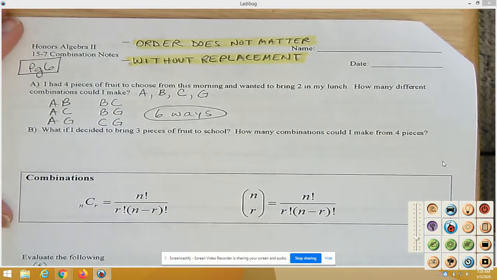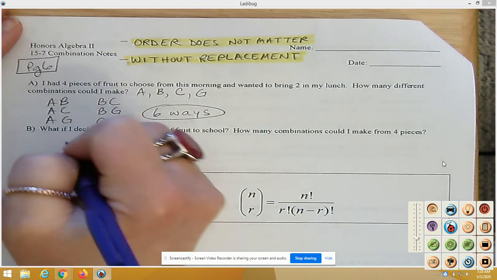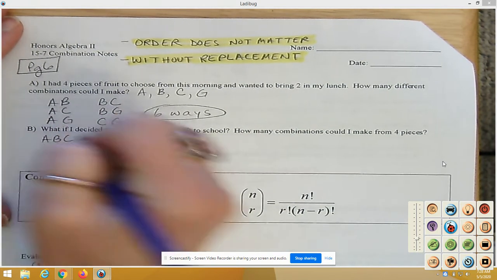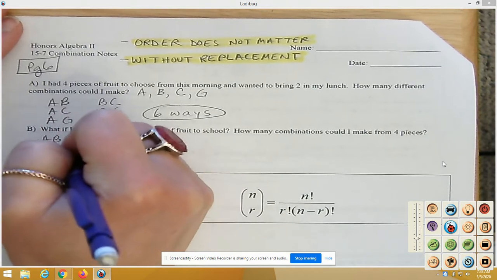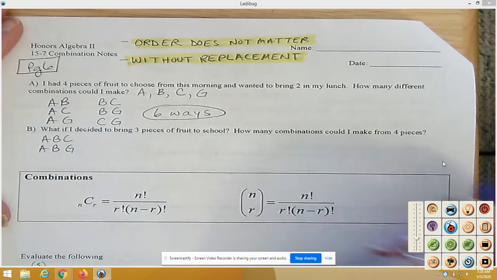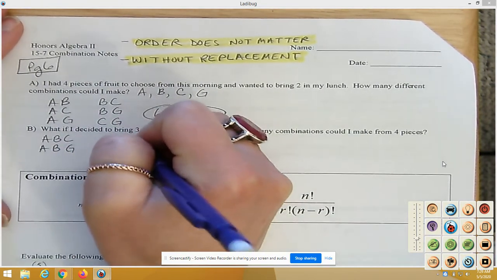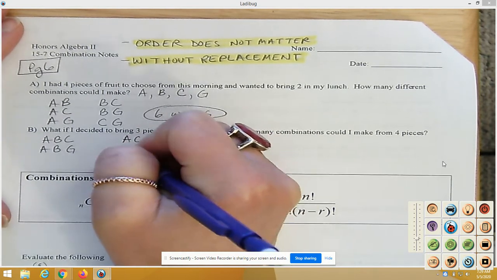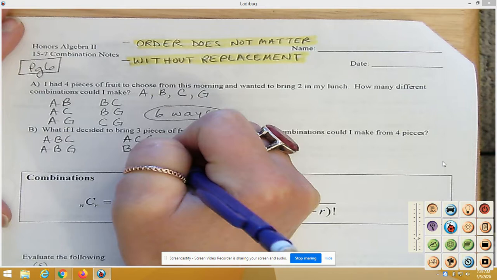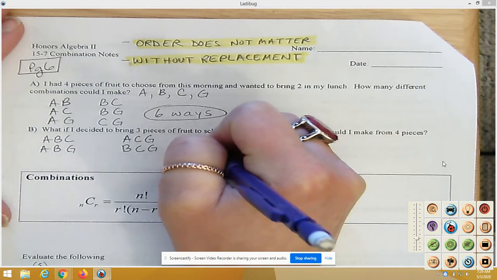Okay, well, what if I decided to bring 3 pieces of fruit? Well, we could have the apple, banana, and cantaloupe. I could have the apple, banana, and grapes. I could have the apple, cantaloupe, and grapes. And then finally, the banana, cantaloupe, and grapes. So there are only 4 ways.